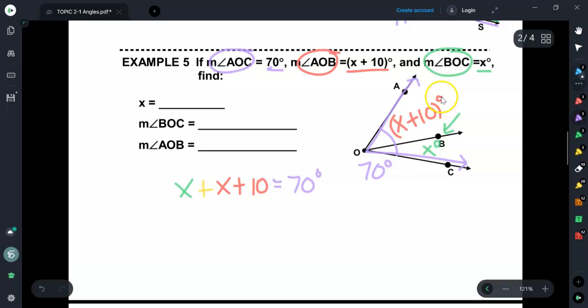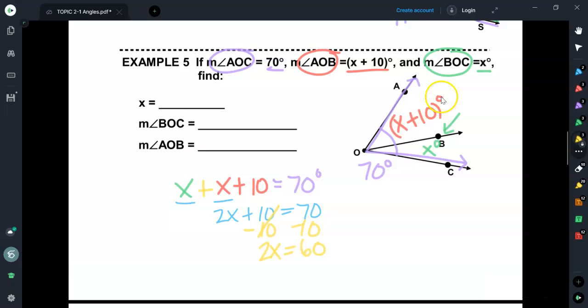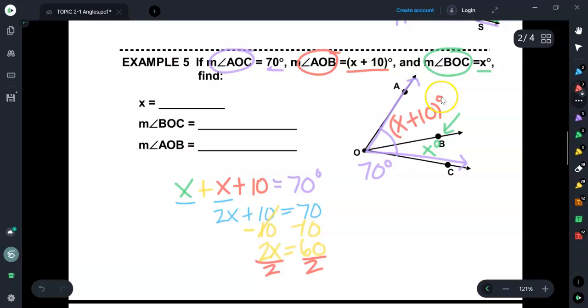So from here, we just solve it out. X and x are like terms, so I've got 2x plus 10 equals 70. And then I'm going to do a subtraction to get the x by itself. We're just following the algebra algorithm. And then for my last step, I'm going to actually divide both sides by 2. And x is equal to 30.